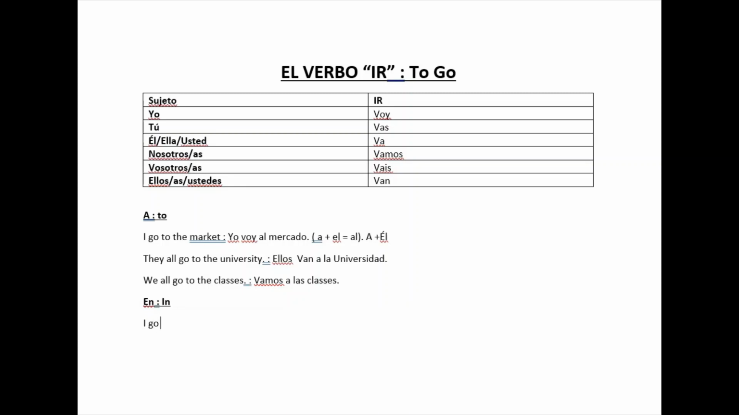I go to the office in the car. Okay, now here I'm using two things. I'm going to the place, which is the preposition a, and I'm also using a mode of transport, which is the preposition en. So let us try, how will we do it? So yo, which again is optional, yo voy a la oficina en el coche.